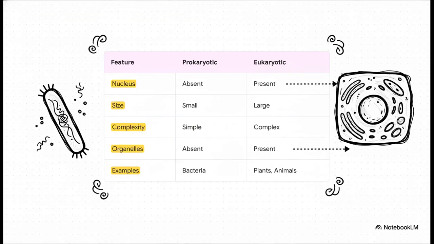Let's really dig into what makes them so different. If you look at the prokaryotic column, you'll see there's no nucleus, the cells themselves are way smaller, and they don't have all those complex internal parts we call organelles. Bacteria are a perfect example of this. Now, look over at the eukaryotic column. You've got that true nucleus, a much larger size, and a complex inside just packed with specialized organelles. These are the cells that make up plants, animals, and yep, us.